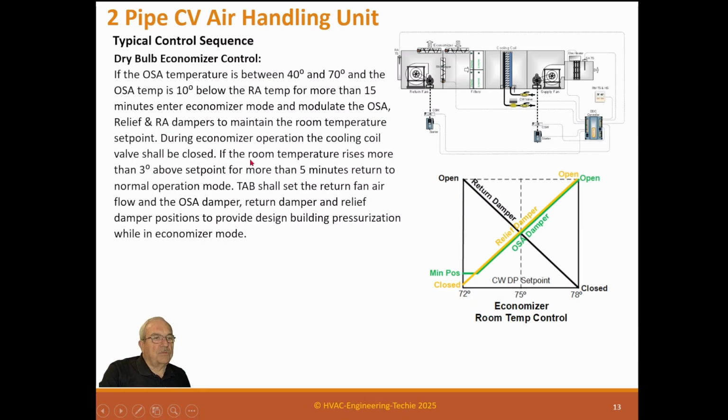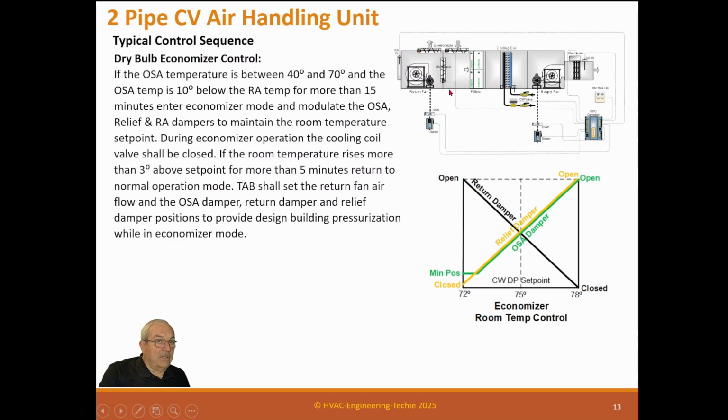If the room temperature rises more than 3 degrees above set point for more than 5 minutes, return to normal operating mode. TAB shall set the return air flow, outside air damper, return damper and relief damper position to provide design building pressurization within the economizer mode. So he has to set it again for economizer mode. And normally it's not too difficult. You have to do that.